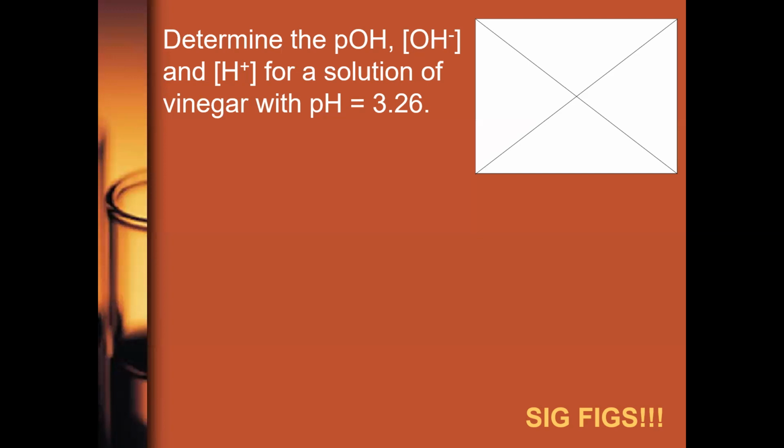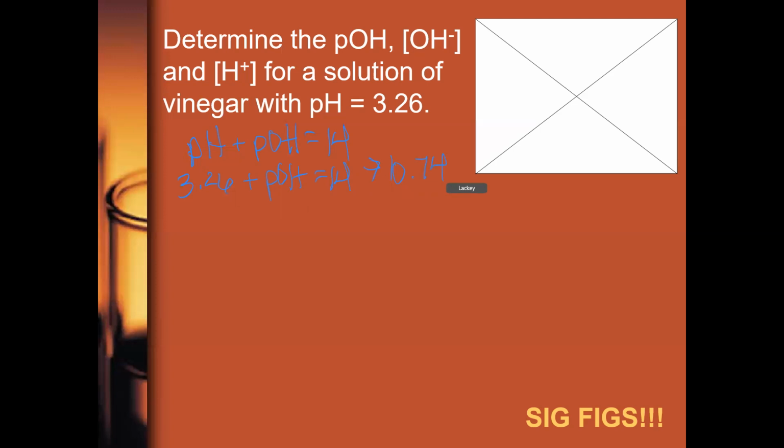So since we have pH, the only other formula that we've gone over so far that has pH is pH plus pOH equals 14. So we can plug in the 3.26 to solve for pOH. Whenever we subtract from 14, we get that pOH is equal to 10.74.